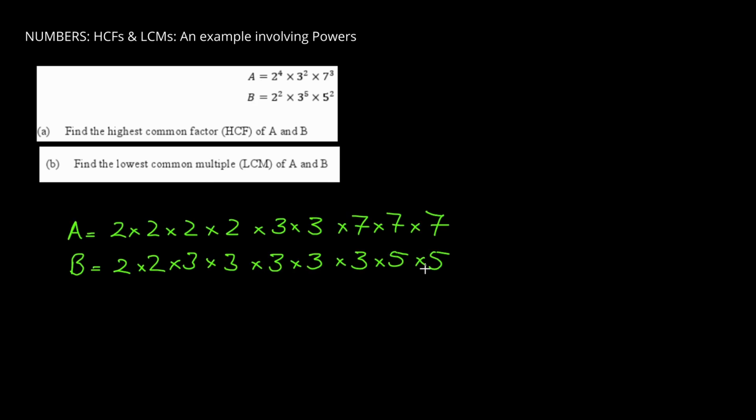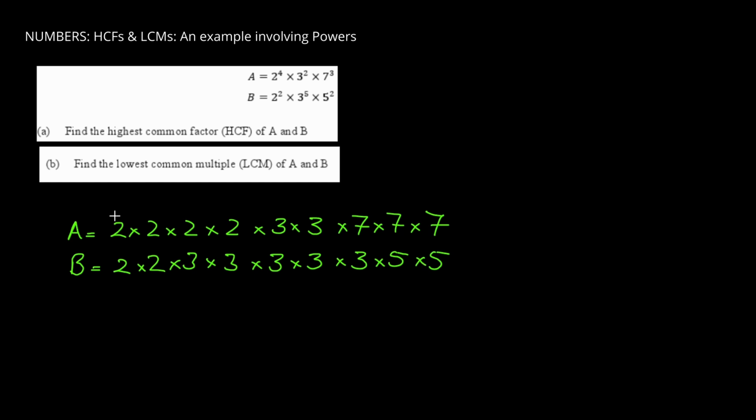In this problem, A and B are both quoted in prime numbers raised to different powers. Now, in a way, they've factorised this thing for us. Just in case this looks a little bit daunting, it isn't really. I've written those out as a sort of reference.